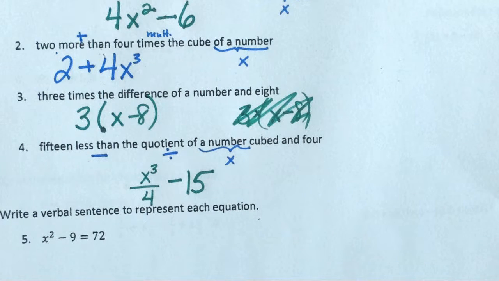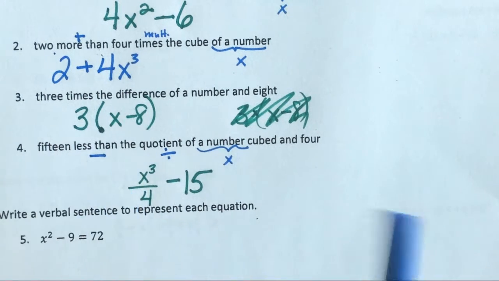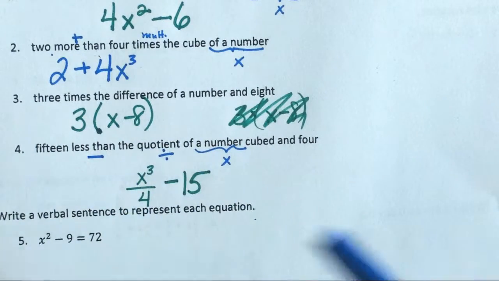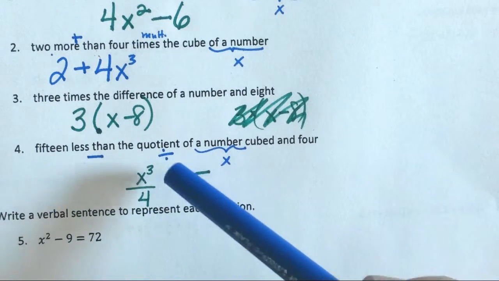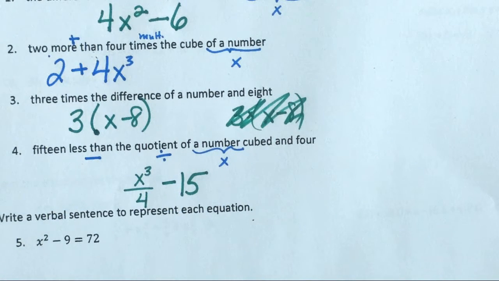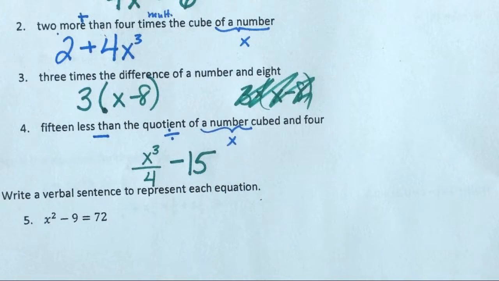Okay, so let's read through that sentence again. 15 less than, that's why we have the minus 15. The quotient, that's why we made that fraction. A number cubed, so x cubed. And 4, so x cubed was divided by 4. I think that one is the trickiest.